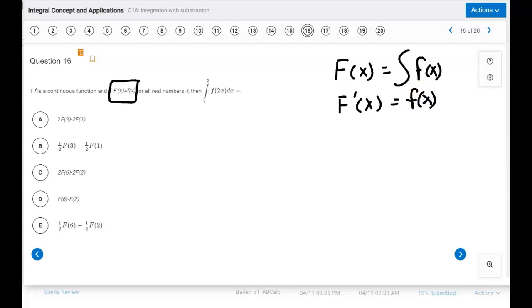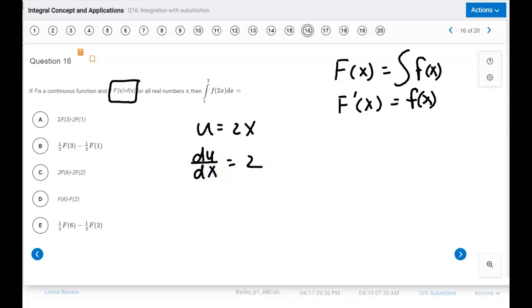So they want us to evaluate this expression here. And what catches my eye right away is they've got a little something sitting there in parentheses. And we don't want a little something there other than just x. We don't want the 2x in there, we just want x. So how do we deal with that? Well, we're going to do u substitution. I'm going to let u equal 2x.